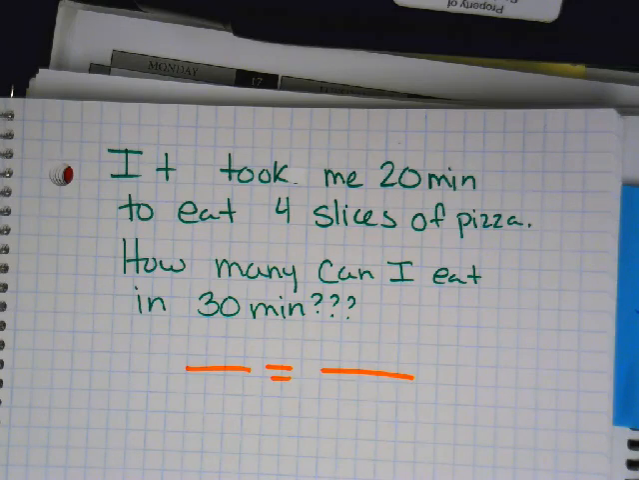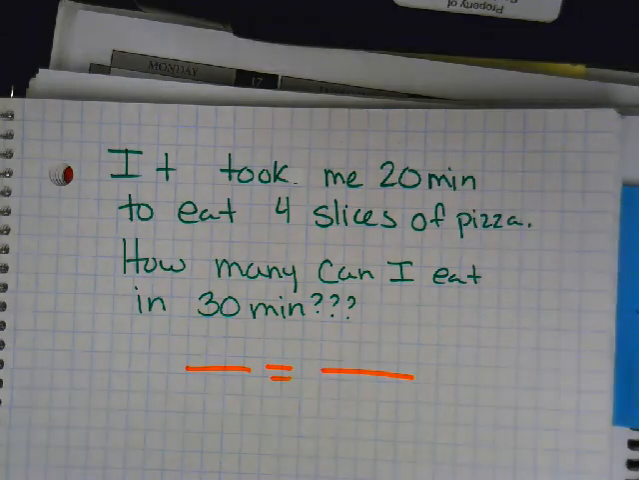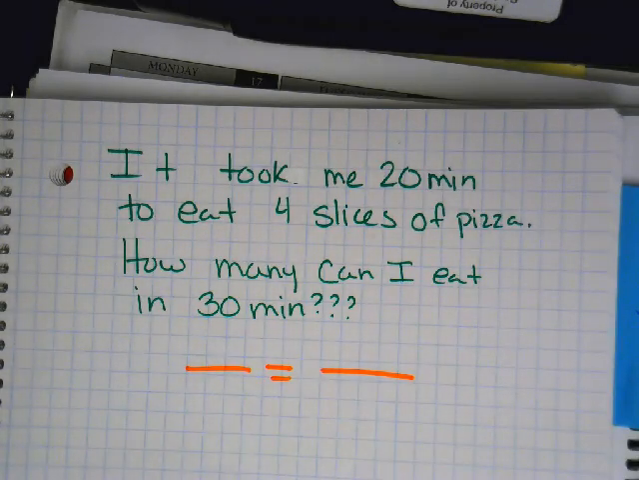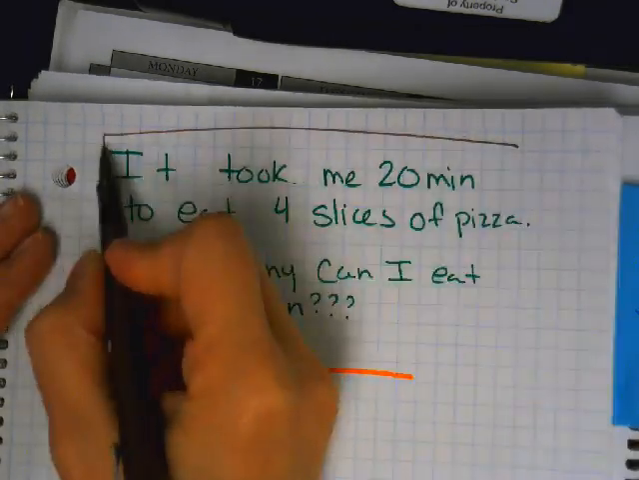So, 20 minutes, 4 slices, right? Okay, so that means I'm going to set up my fraction. What goes on top? 4. Okay, what goes on the bottom? 20. Okay. No. First sentence, first fraction. It took 20 minutes to eat 4 slices.